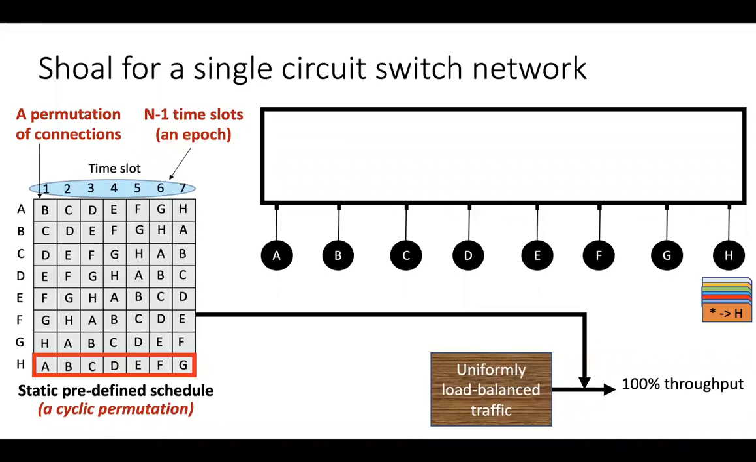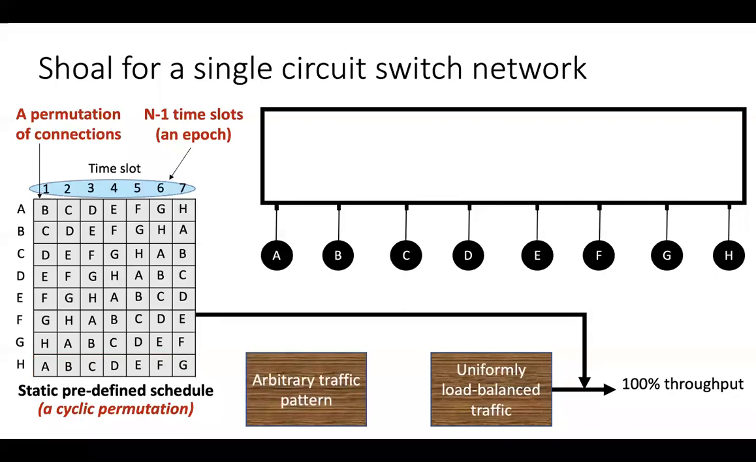But of course, data center traffic need not be uniformly load balanced. In fact, data center traffic could exhibit any arbitrary traffic pattern. So what we end up doing is first convert that traffic pattern into uniformly load balanced traffic. And once we have done that, we already know what to do next. So this is the key idea behind the algorithm.